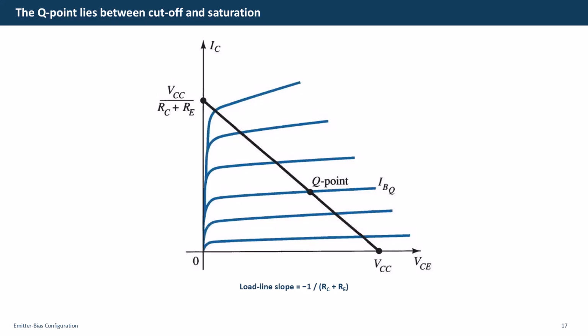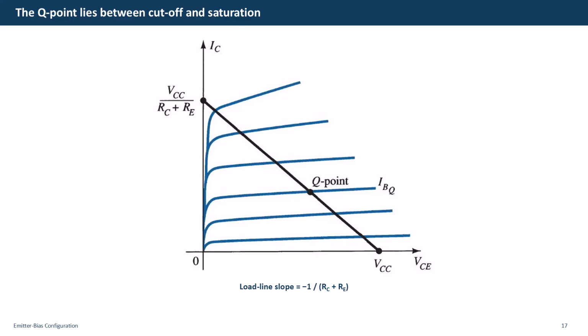This graph combines the transistor output characteristics with the circuit constraint. The vertical intercept is the saturation current VCC divided by RC plus RE. The horizontal intercept is VCC. Joining these points gives the DC load line whose slope is -1 divided by the sum RC plus RE. Each blue curve corresponds to a different base current. The operating point or Q point is where the selected base current characteristic intersects the load line.